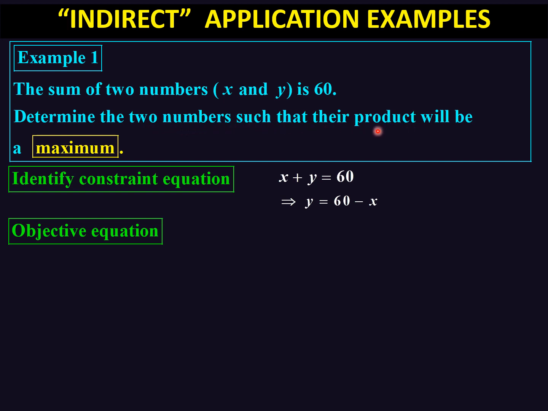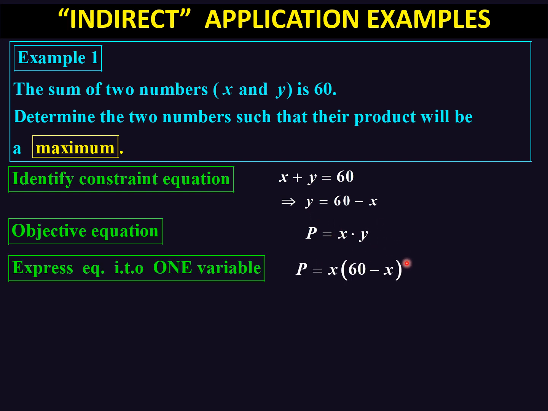What does product mean? Multiplication. Their product means the product of x and y. So that will be x times y, P for product, P equals xy. But we don't want two variables. We can replace the y, and you can see here you need your algebra. Expand that, you get 60x minus x squared.